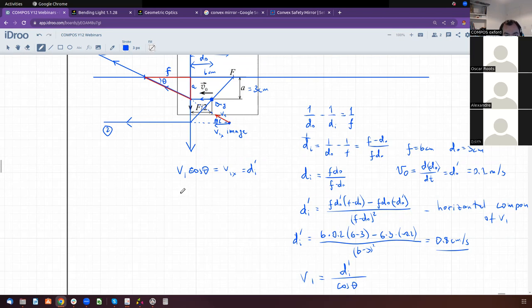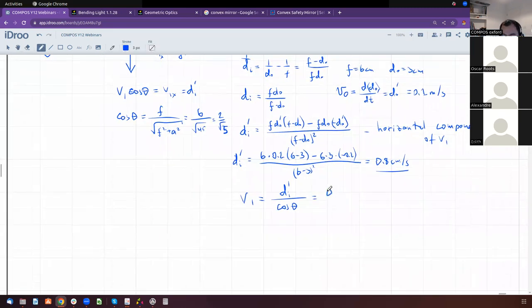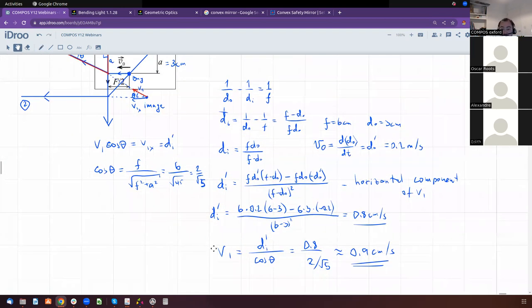And cos theta we can work out, because from this triangle, cos theta is the adjacent, F, divided by the hypotenuse, which is the square root of F squared plus A squared. F is 6, so it's 6 divided by the square root of 6 squared plus 3 squared, which is 45, which is 2 over root 5. You can plug that in. So that's equal to 0.8 divided by 2 over square root 5, which is approximately 0.9 centimeters per second. That's the speed at which the image is moving.